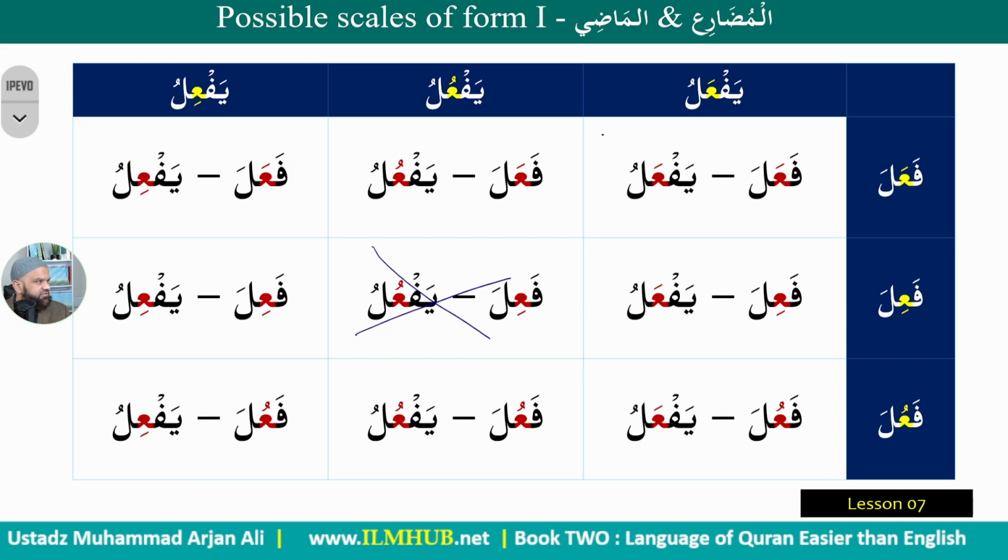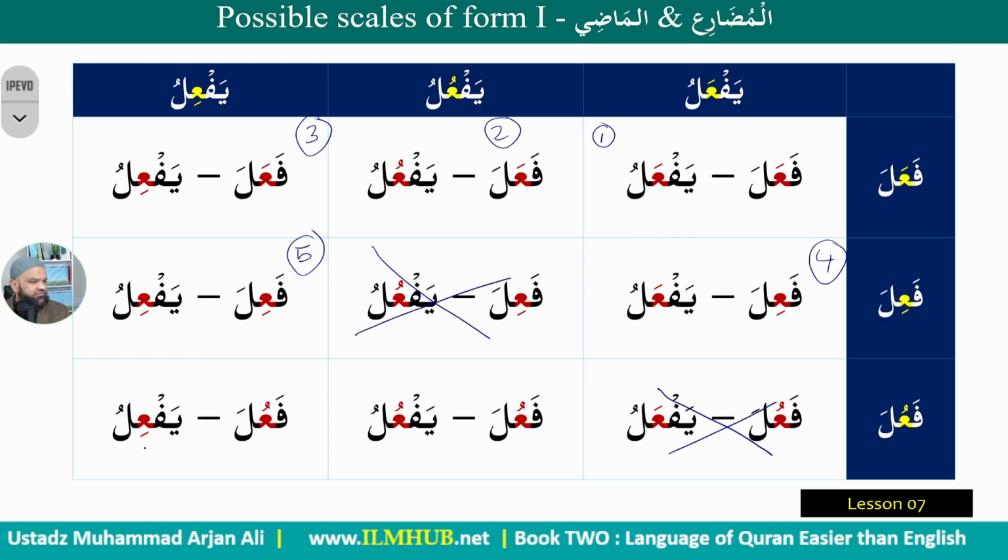First three are found. 1, 2, 3. This one is also found, but not this one. This one is also found. But there is no fa'ila yaf'ulu verb at all, or anything that goes through that scale at all in the Arabic language. When it comes to the middle root letter, fa'ula, we note that there is not a single verb that goes like this, fa'ula yaf'alu, it just doesn't exist.